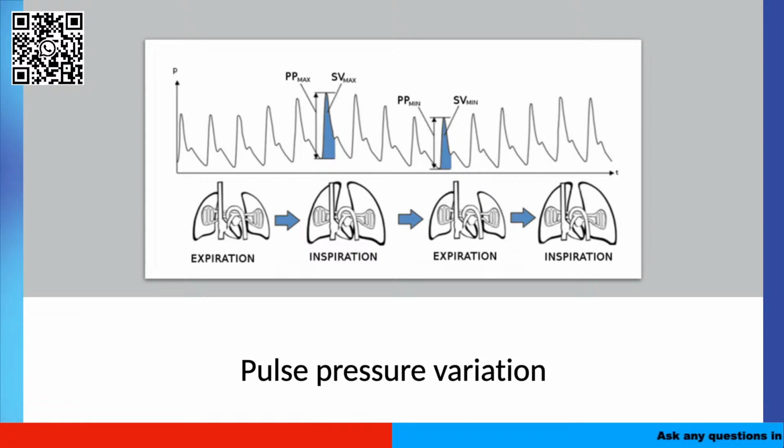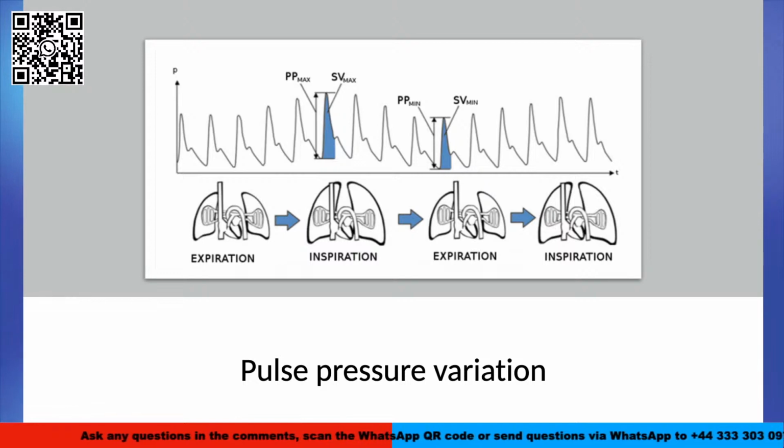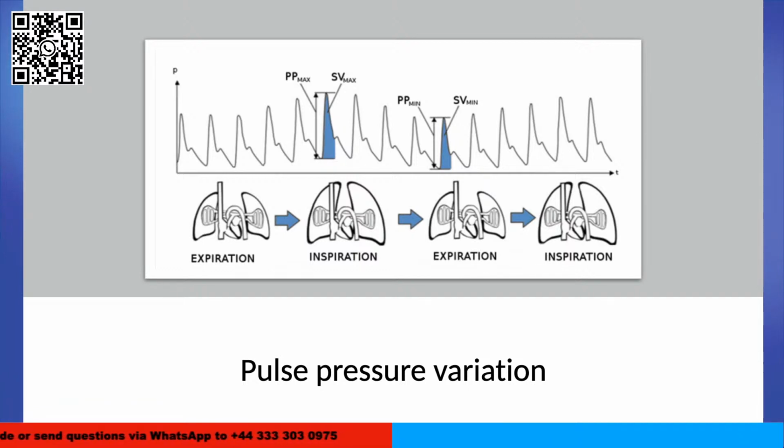It is relatively easy to do with an arterial line in situ and can be used in conjunction with the passive leg raise. It must be noted that a number of strict criteria must be applied before using the parameter, including mechanical ventilation with no spontaneous breaths, tidal volumes of 8 to 10 milligrams per kilogram, no cardiac arrhythmias or open abdomens, and no high PEEP.